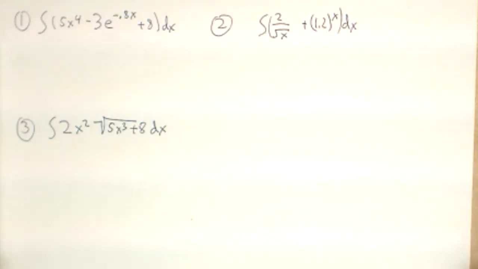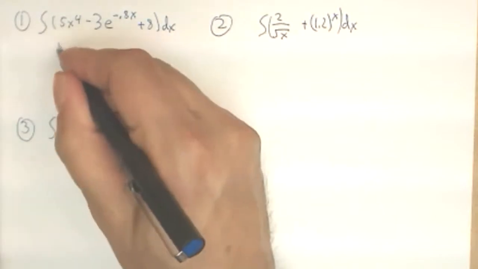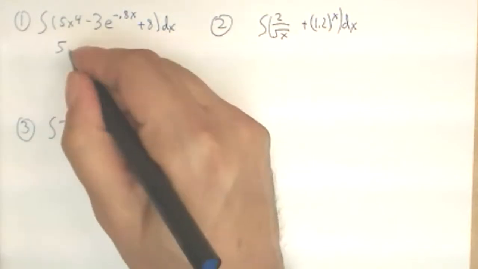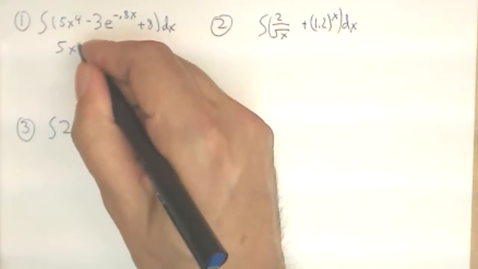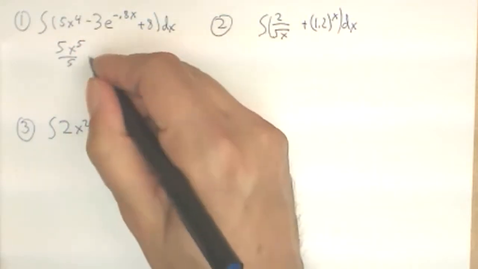Stop the video, perform the integrals now, and then after you've hit pause, go ahead and hit play, and let's work through them. Okay, a constant just comes along. This one is x to the fourth. The rule for integrals is x to the n plus 1. 4 plus 1 is 5, divided by 5. We'll reduce in a moment.